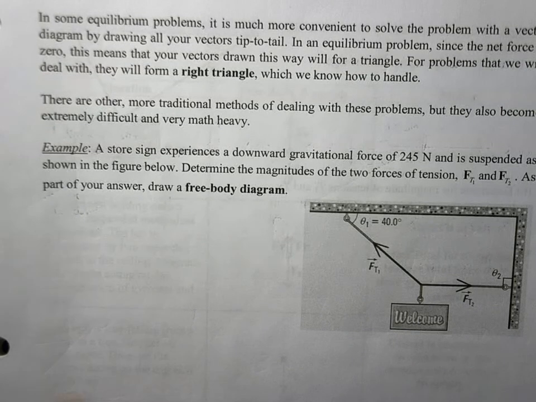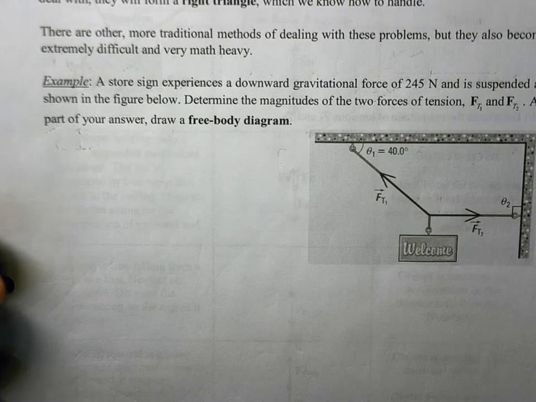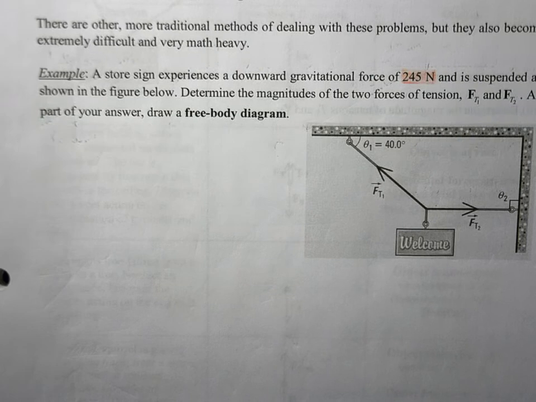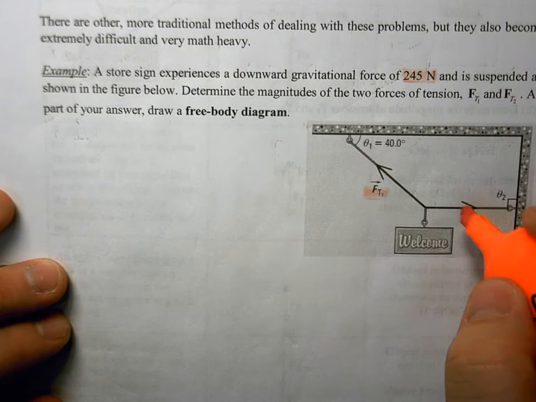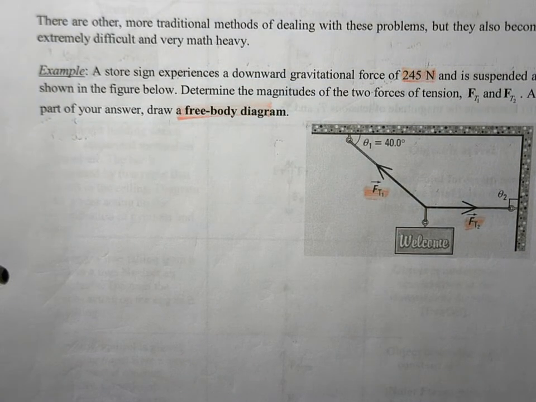So let's have a look at one of these questions here. So we have a store sign. It's experiencing a downward gravitational force of 245 newtons. So they're telling you Fg, and it's suspended as shown in the figure below. So we want to find the magnitudes of the forces of tension. We want to find Ft1 and Ft2. And we're going to draw a free body diagram for this. Right, well, it's telling us to draw a free body diagram.